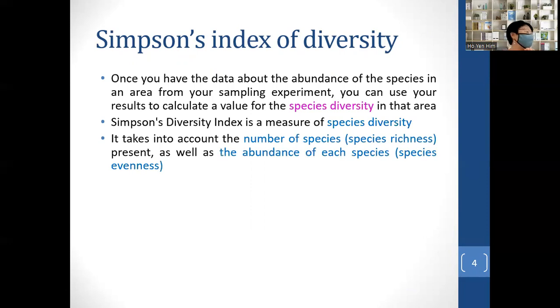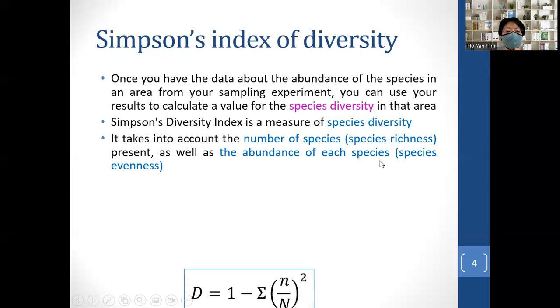So in Simpson's Index of Diversity, he also took into consideration that species diversity is governed by 2 factors. Number 1, species richness, which means the total number of different types of species. Number 2, species evenness, which means how many individuals each species has. So it's the abundance of each species, meaning the total number of individuals in each species.